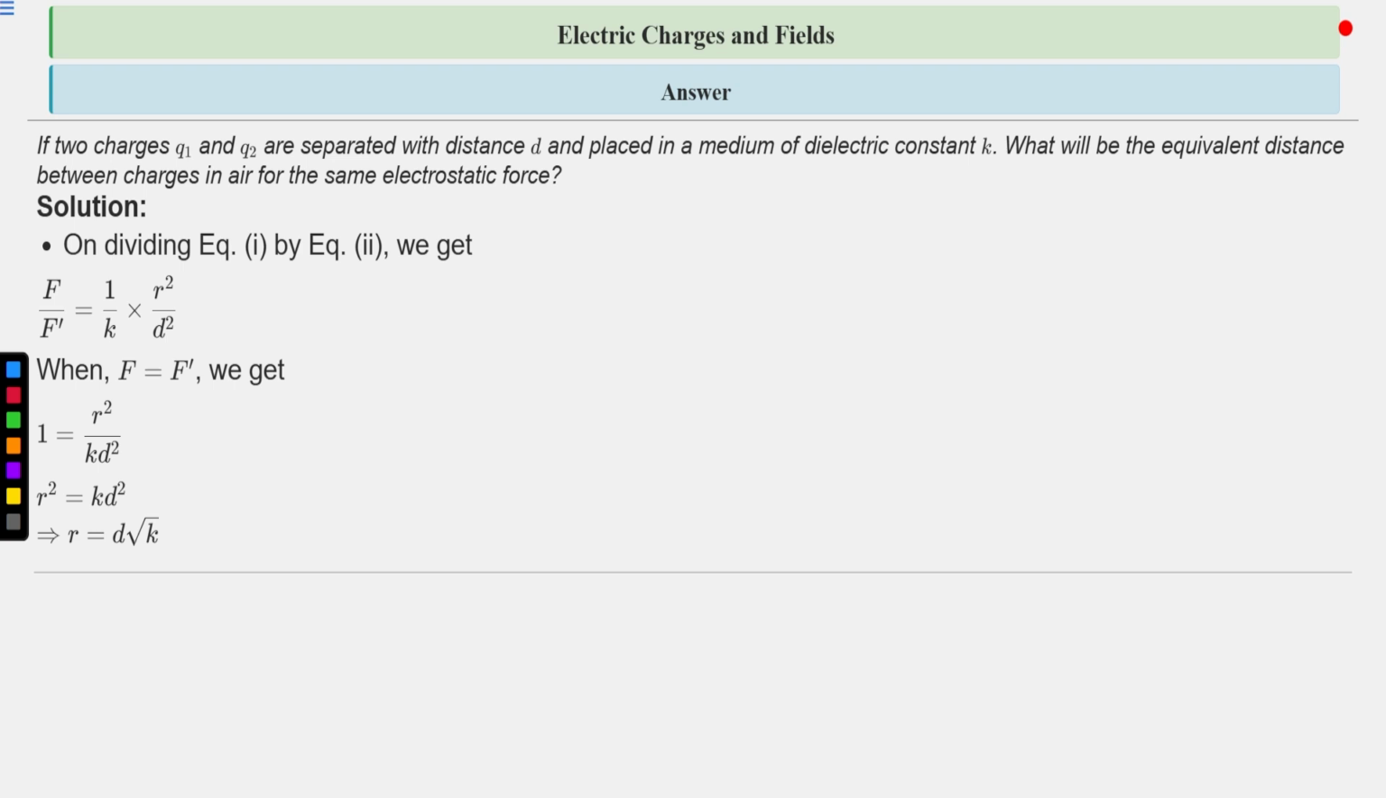What is the equivalent distance? R is D root K. D is the initial distance when two charges are placed in the dielectric medium. So we got the answer. I hope you understood. Let's move to the next question.